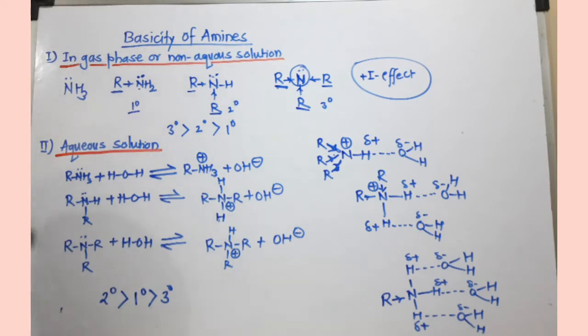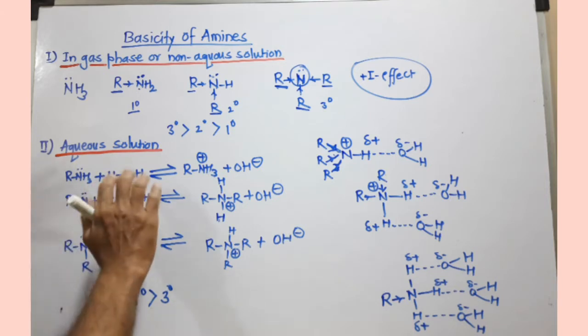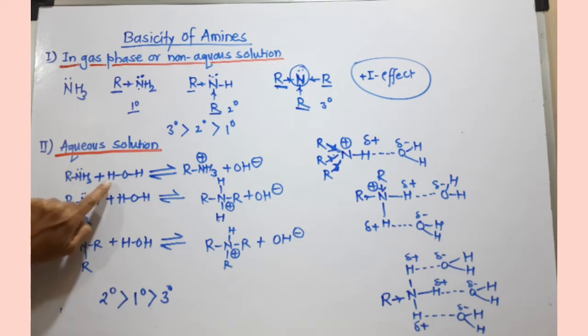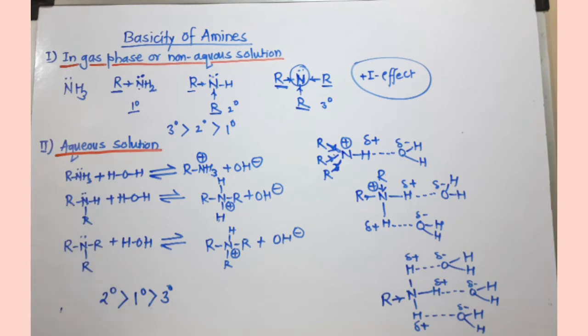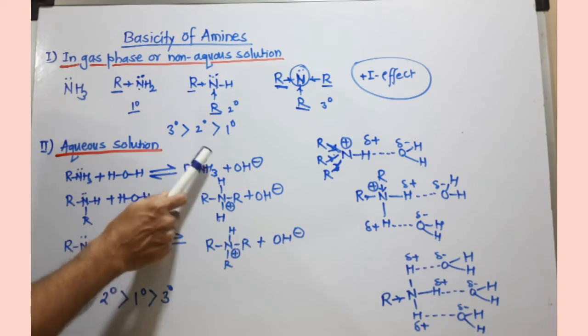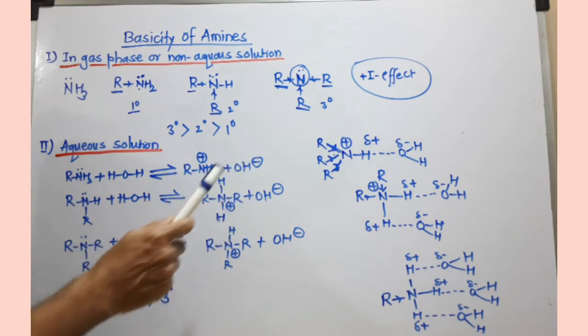Now see, when we consider their basicity in water, in aqueous solution, what happens when these amines are added in water? We can consider one reaction, that is acid-base reaction. So this can give a lone pair to the proton, or it can abstract proton, and if it is so, this is acting as a base, and we get here alkyl ammonium ion. So OH is a counter ion.